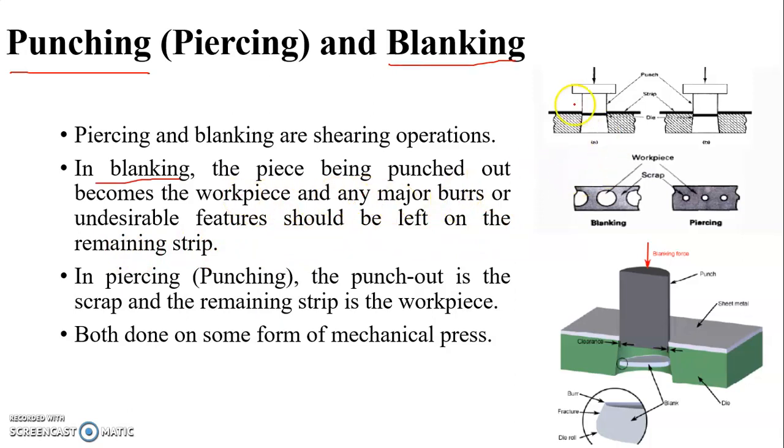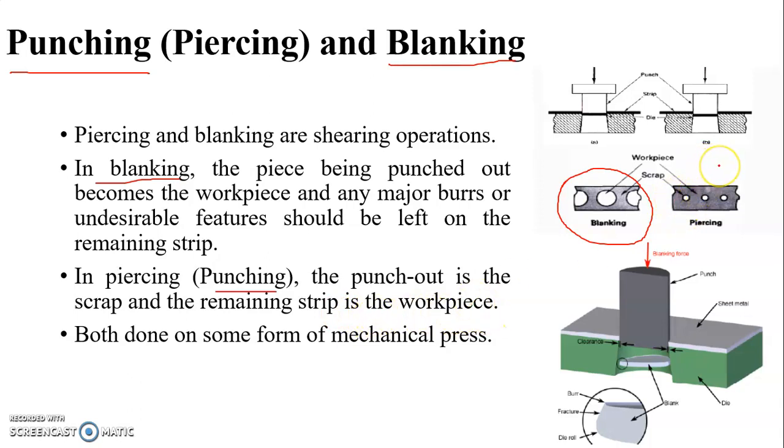In blanking, we can see from the diagram that if we apply force on the sheet metal, which is in direct contact with the die, it will punch like this, and the piece being punched out becomes the workpiece. This punched part will become the workpiece. Then it is called the blanking operation. In piercing, or we can say punching, the punched-out piece is the scrap, and the remaining strip is the workpiece.